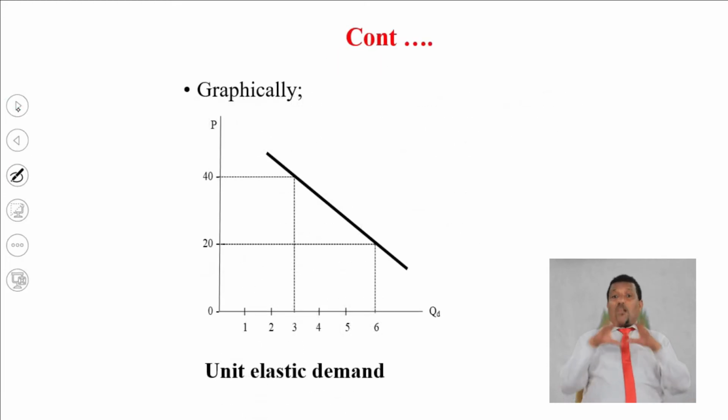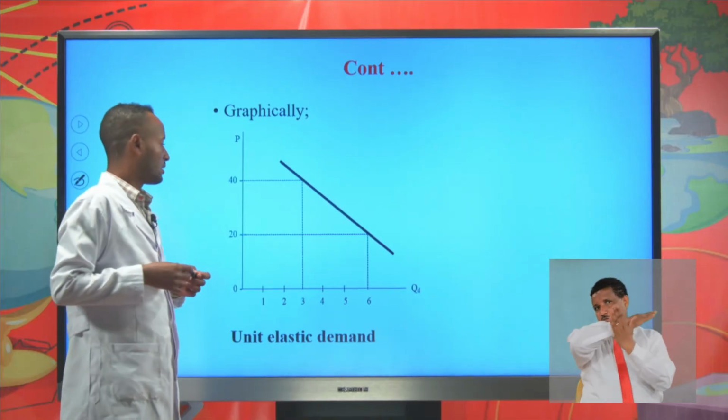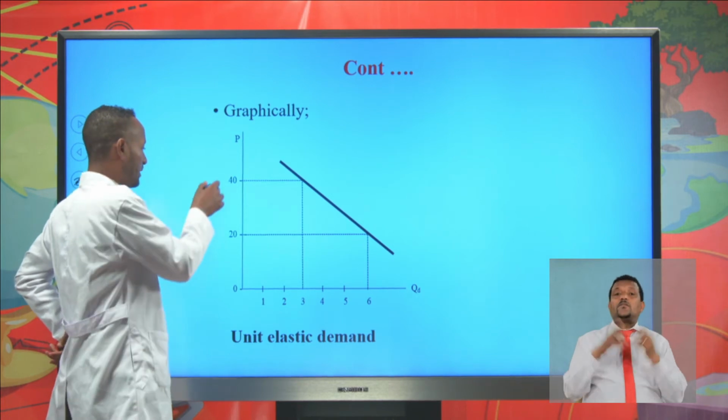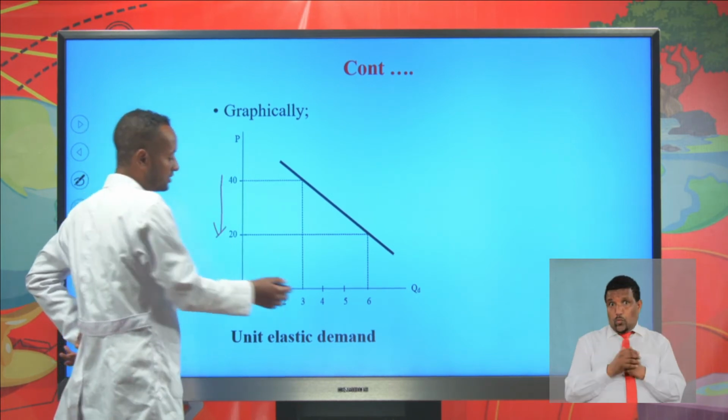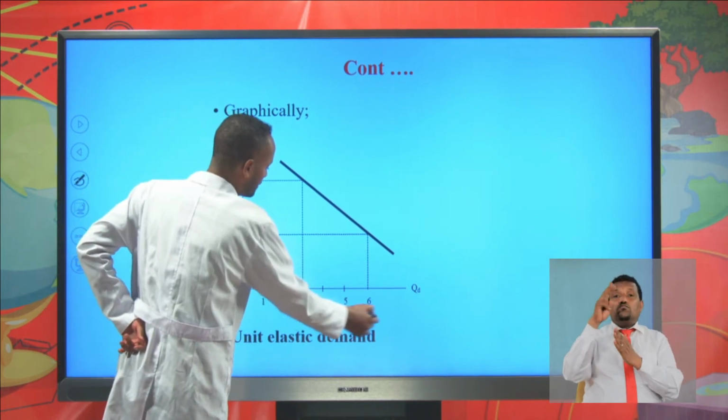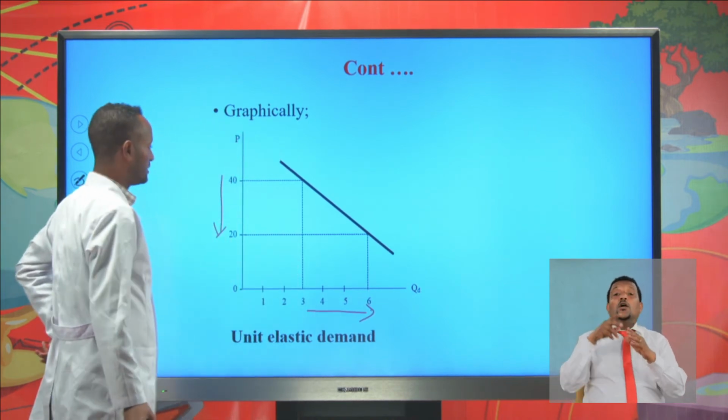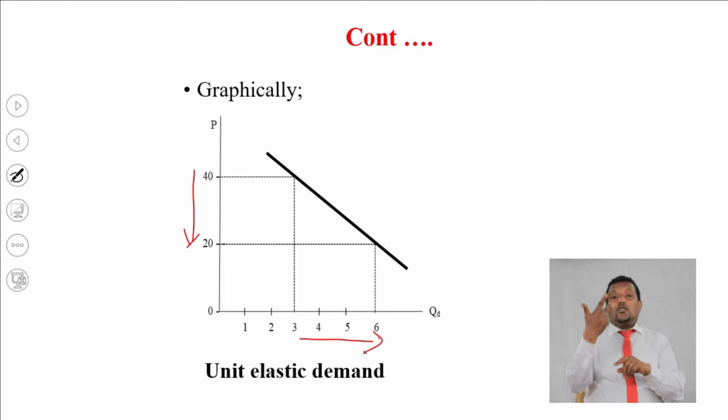Graphically, the price increased from 20 to 40, which means the price is doubled. As a result, what would happen to quantity demanded? The quantity demanded is halved. And the opposite holds true. That means as price declines from 40 to 20, quantity demanded increases from 3 to 6. This is the unit elastic demand curve.